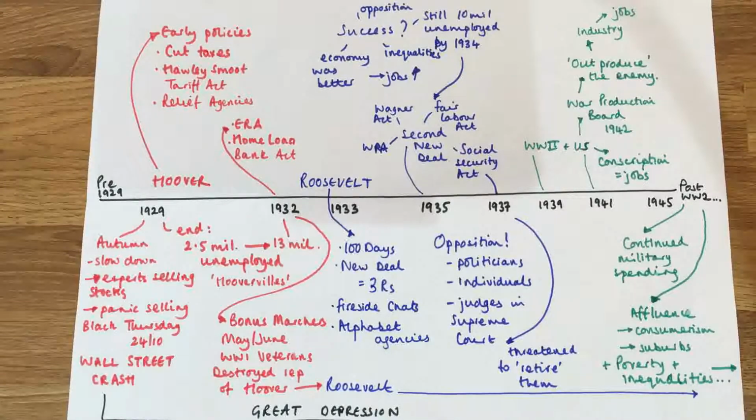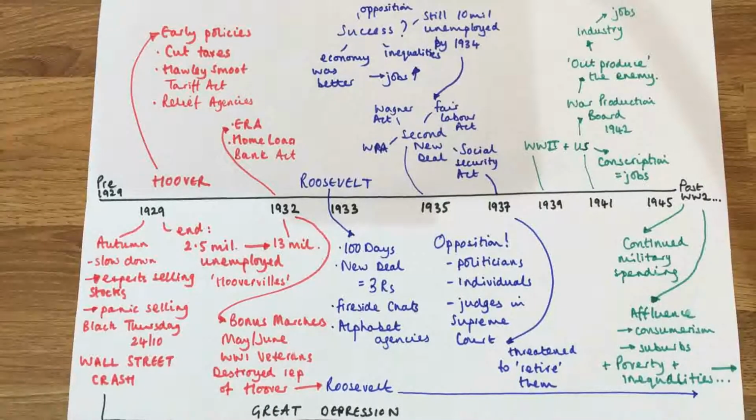He also set up, or his government set up, a huge number of alphabet agencies. These were government organisations that were focused on different areas of relief, recovery, reform. So, for example, you have the Emergency Banking Act, the EBA. You have the Agricultural Adjustment Act, the AAA. Hopefully you can see how the idea of alphabet agencies came about as a name.